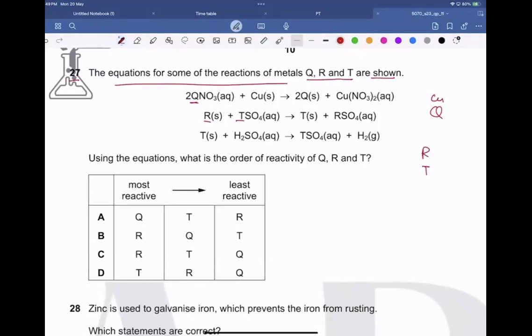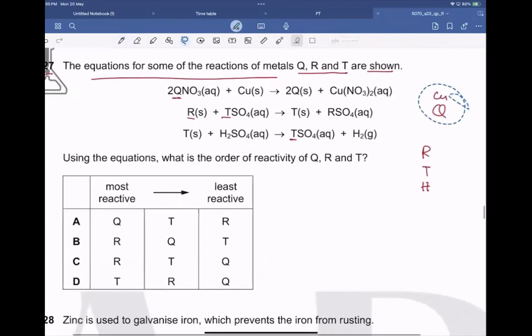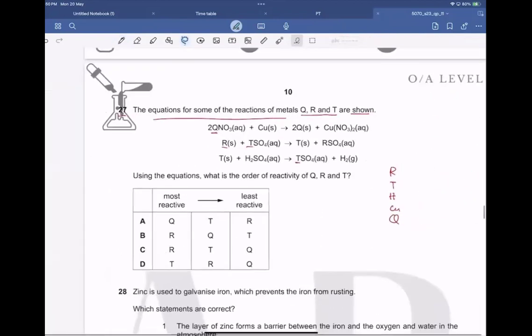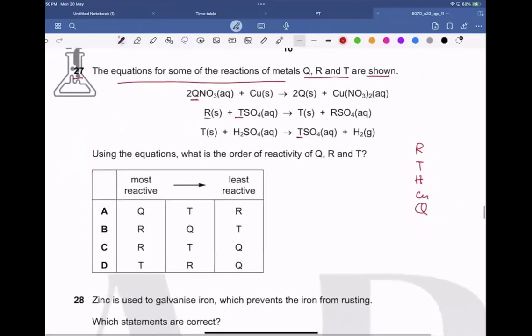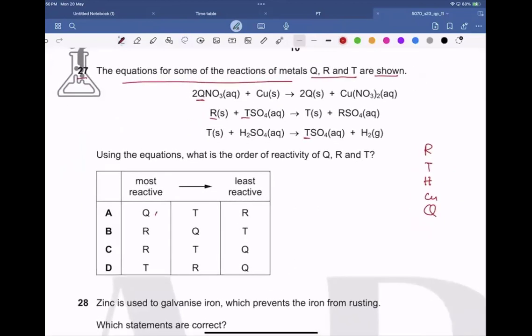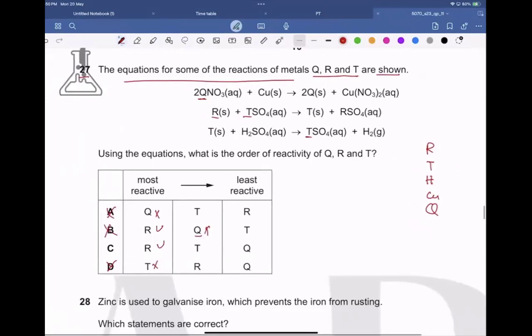And if you see, T displaces hydrogen, so it means T must be above hydrogen. So it means their reactivity would be like this. The most reactive one is going to be R. So D and A go wrong. Then after R, the next one is T, not Q. So B goes wrong. So we are left with only C. So C is the correct answer.